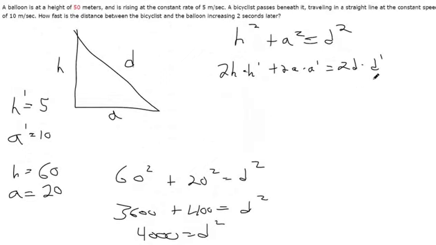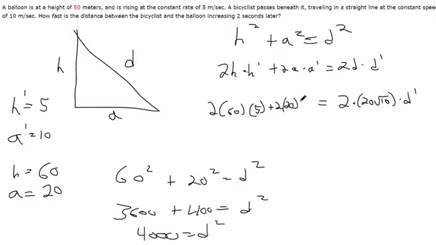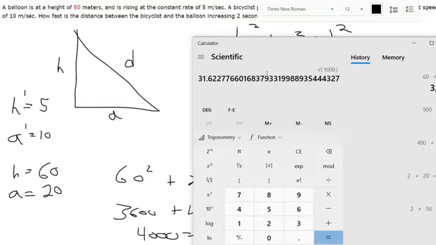Now I have everything I need. I'll plug that in before I forget it. Our h is 60. h prime is 5. Our a is 20. And our a prime is a constant 10. So you just have to solve this equation for d prime and you'll have your final answer. So you can try to do that real quick.